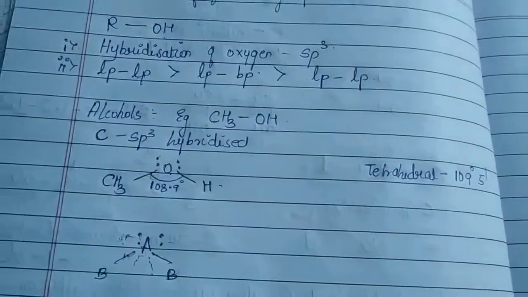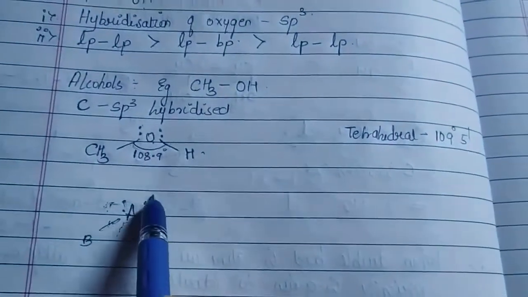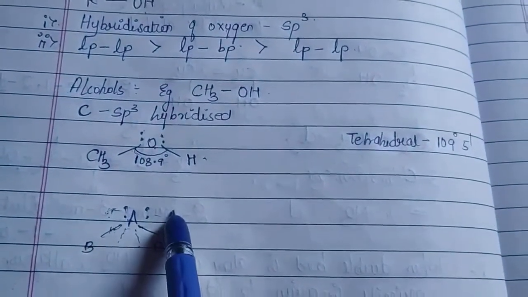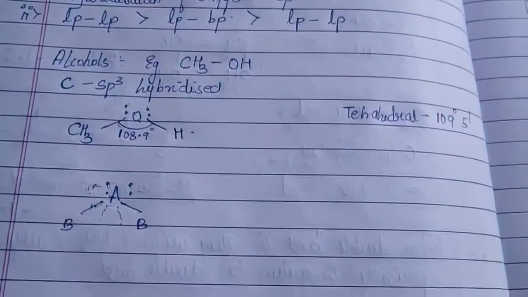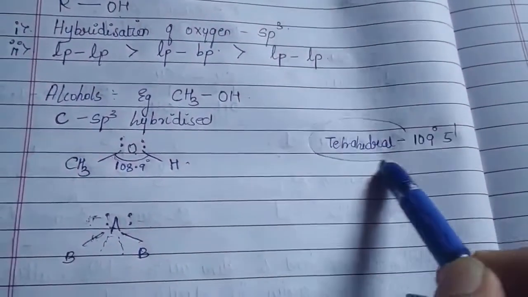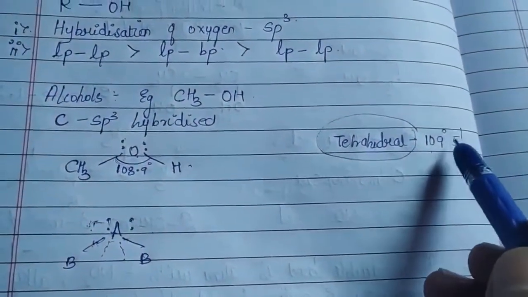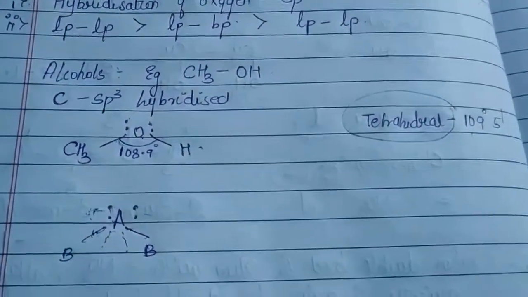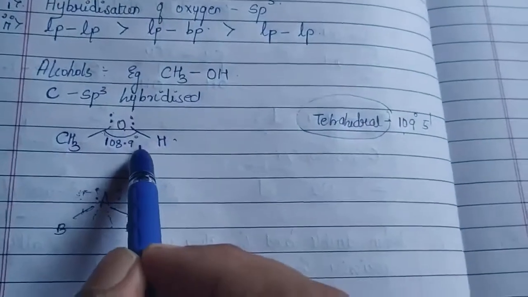So in that way, due to the higher magnitude of the lone pair repulsion, the bond angle is reduced in our alcohols. That is the reason, instead of having a tetrahedral geometry with a bond angle of 109 degree 5 minutes or 109.5 degree, it will have a bond angle of how much?